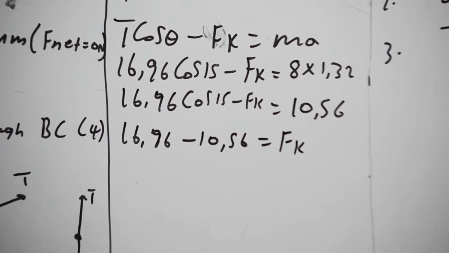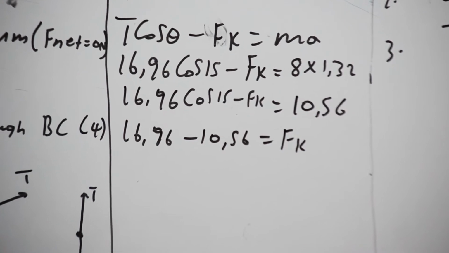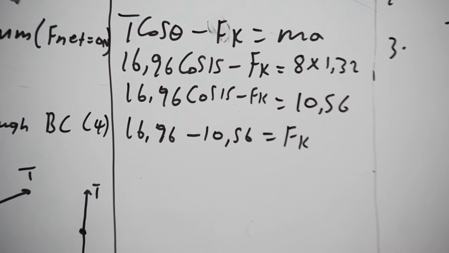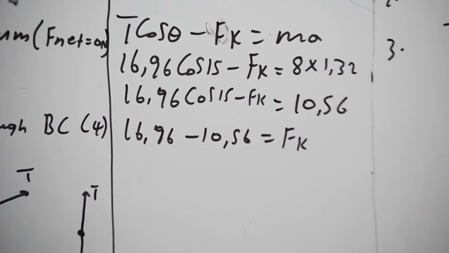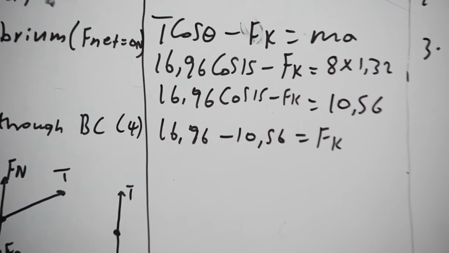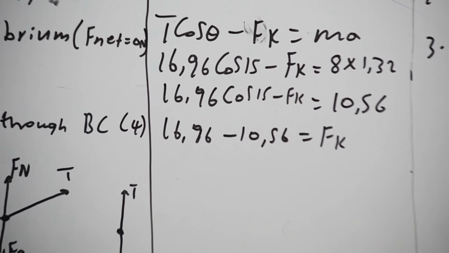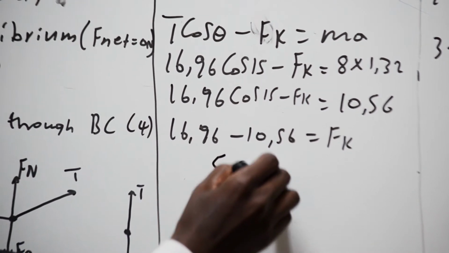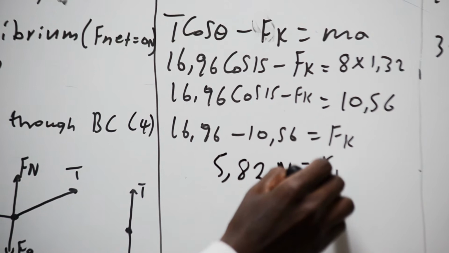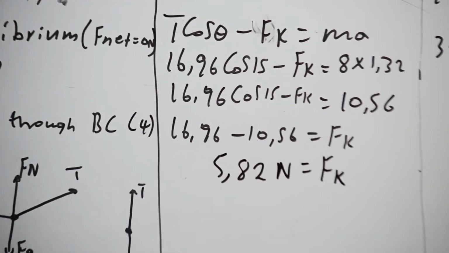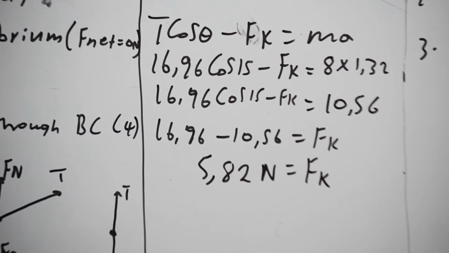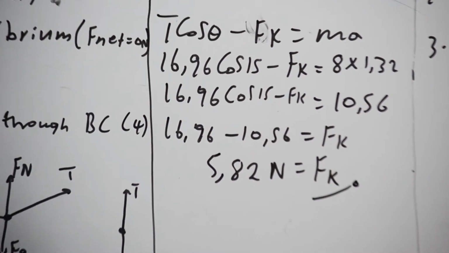Now let's calculate. 16.96 cos 15 minus 10.56. What's the value? So that's the value we have, which is 5.82 newtons equals Fk. So we are working with that. That's the case we have. So this is your Fk diagram. This is the Fk diagram.